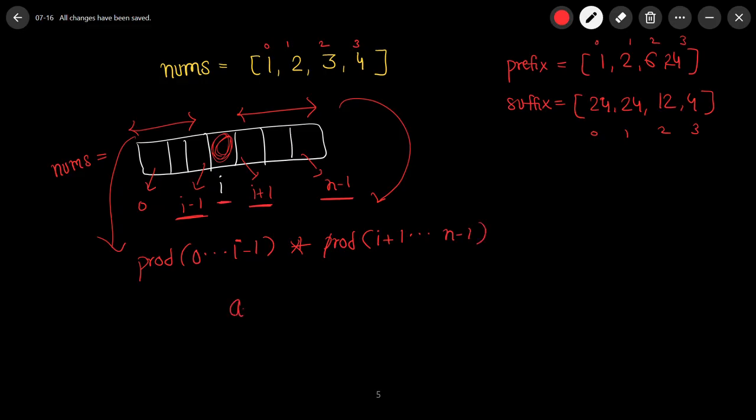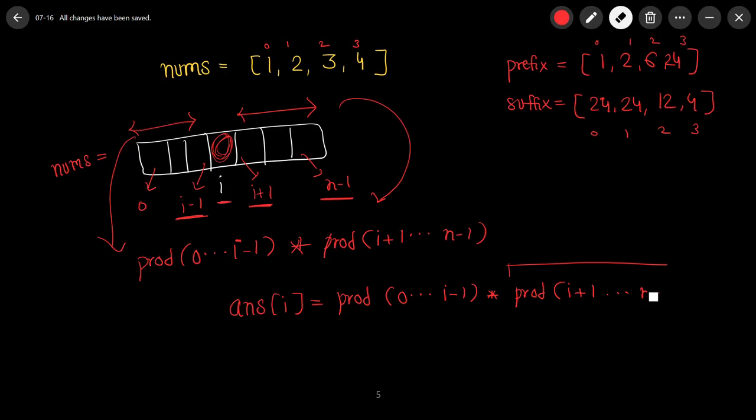So what we saw is that answer of I would be nothing but the product of 0 till I minus 1 into the product of I plus 1 till n minus 1. And this can also be written in reverse order because product is commutative, right? So 2 into 3 is equal to 3 into 2 only. So that's why let's write it in the opposite way. So it's n minus 1 to I plus 1. And let me also write the formula for prefix we wrote before.